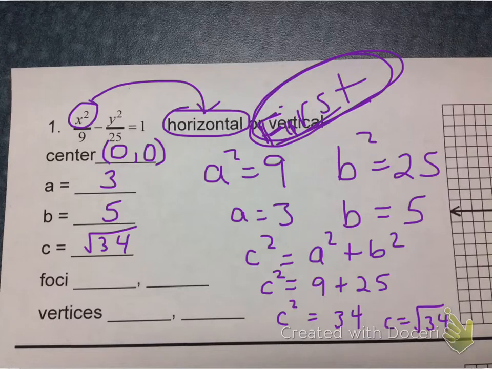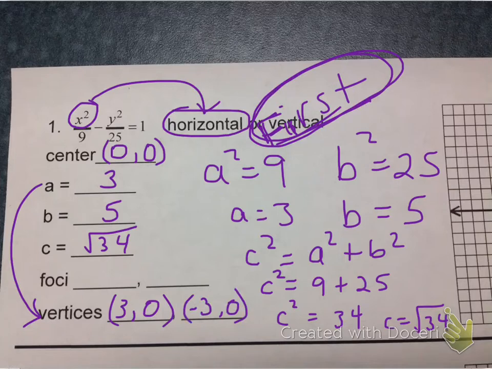Now the vertices are always going to go with a. So since this is horizontal, this will be at 3, 0, and back that up, negative 3, 0. And the foci are going to be in the same direction, but they're going to be a little bit longer. So let's see what the square root of 34 is. It's about 5.8. So the foci are going to be at 5.8, comma 0, and negative 5.8, comma 0.